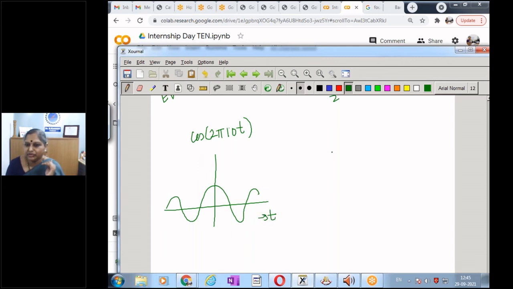Can someone tell me what will be the spectrum? Where should I plot the spectrum? How is my spectrum going to be? If I have a cosine function, what will I have? I'll have omega. What is my omega now? 20 pi.